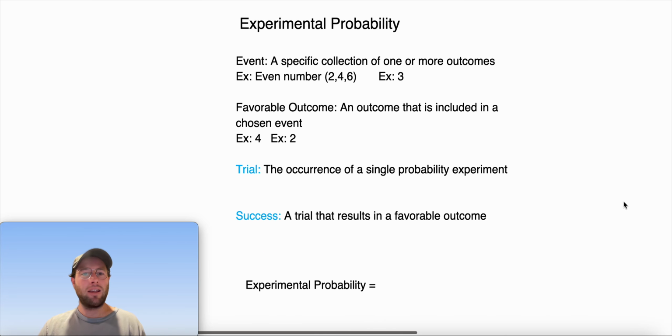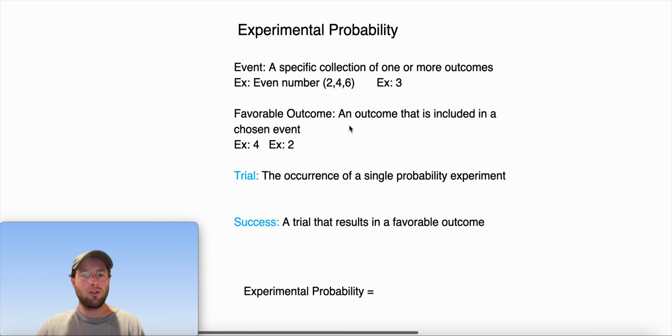So again, I've listed out some of the terms and definitions that I had prior, along with the given examples. And now let's notice we have some new ones here. So let's go through those. We have that a trial is the occurrence of a single probability experiment. As an example of a trial, let's just say it's rolling a dice one time.